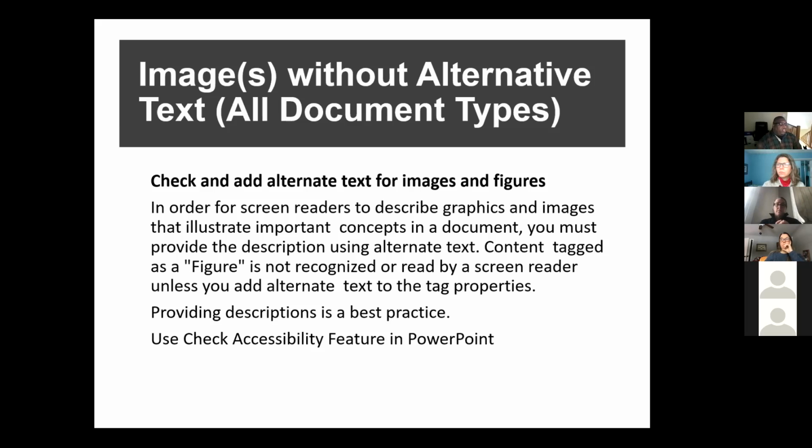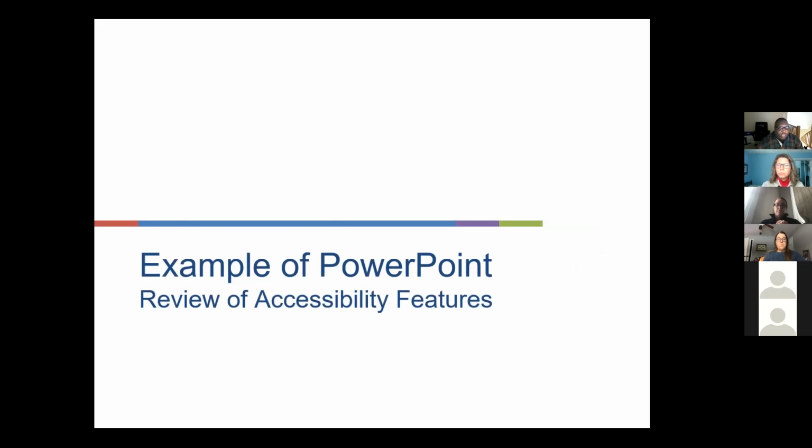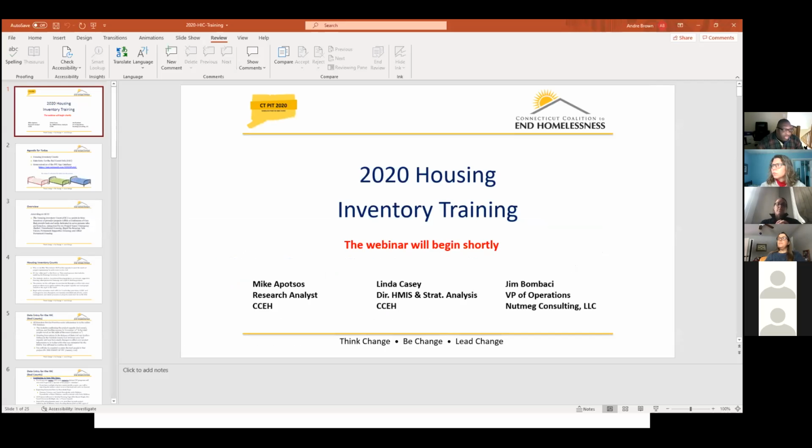Also check, add alternative text to images and figures. Also the same as Word. Content tagged as a figure is not recognized or read by screen readers unless you add alternative text to the tag properties. Providing descriptions is the best practice. Use the check accessibility feature in PowerPoint. So PowerPoint also has an accessibility feature as well, our accessibility checker. Here's an example of that.